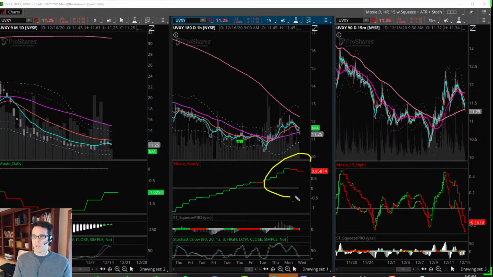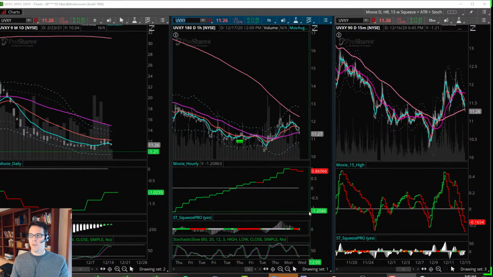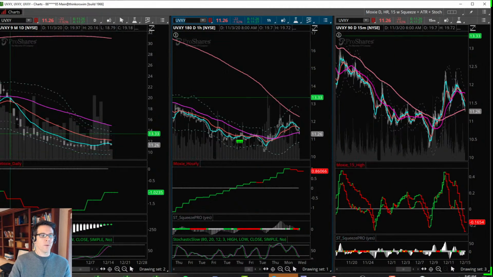You can see that the Moxie indicator is fairly high. So any kind of dip here, what if it starts to go like that? These are things to be aware of and to incorporate in your trading, to not be surprised if something happens, because we're starting to see some signals out here and around here.